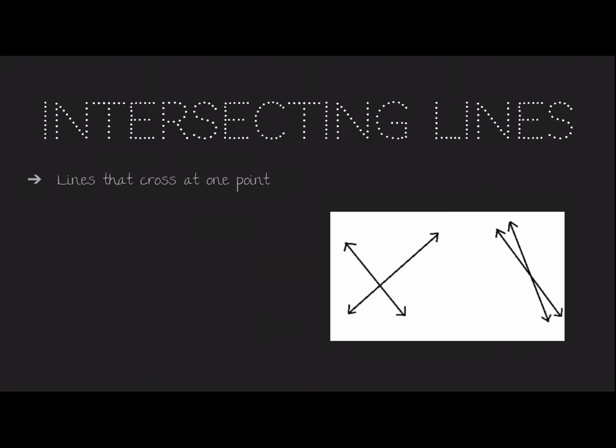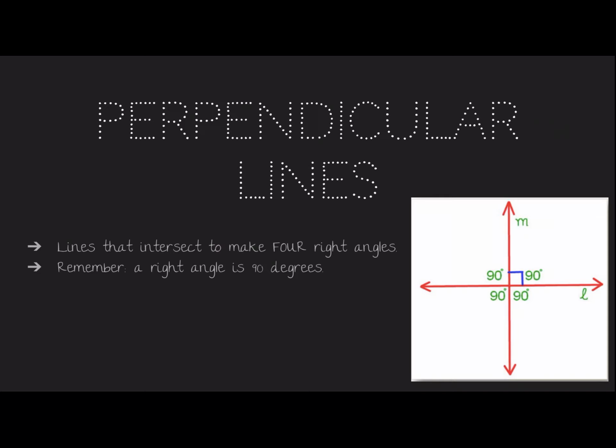And then you have your intersecting lines. These are 2 lines that go on and on forever, but they only intersect at one point. There's nothing special about them, but they cross somewhere. They could be really close together, or they could be really far apart but still cross at some point. And then you have your perpendicular lines. Perpendicular lines are lines that intersect to make 4 right angles. Remember, a right angle is 90 degrees. That's when it forms the four little squares between the 2. So it has 4 90-degree angles.